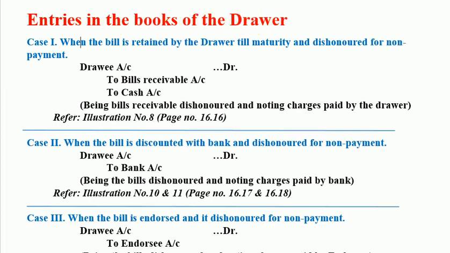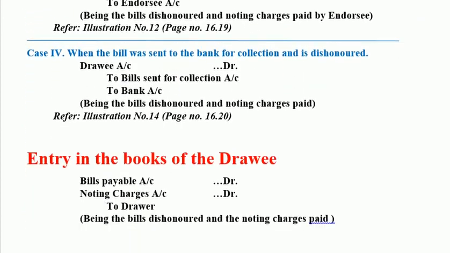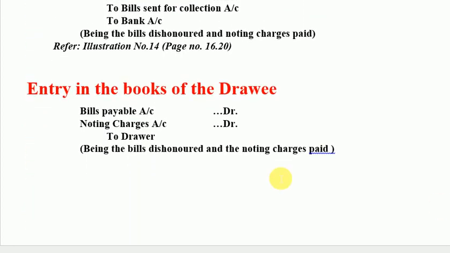Now let us discuss the entry in the books of the drawee whenever the bill gets dishonored. In any of the above cases, the drawee will have only one common entry. And what is that entry? Bills payable account debit, noting charges account debit, to drawer. I repeat, bills payable account debit, because the drawee is cancelling the bills payable which was previously accepted. When it was accepted, bills payable account was credited. Now it is being debited.